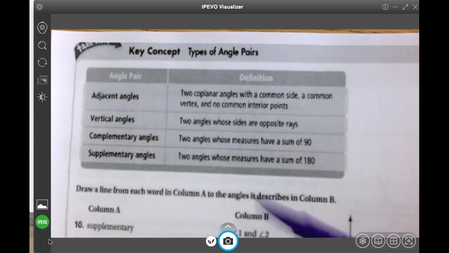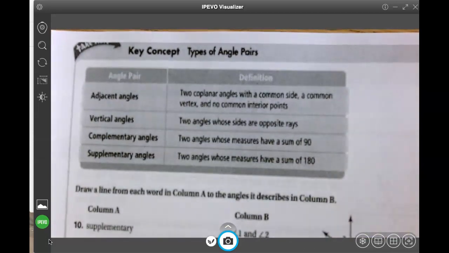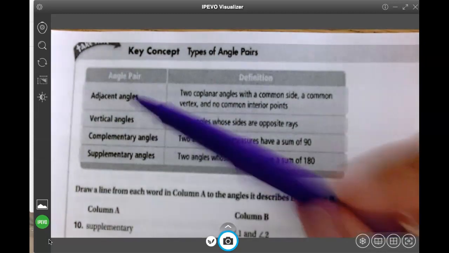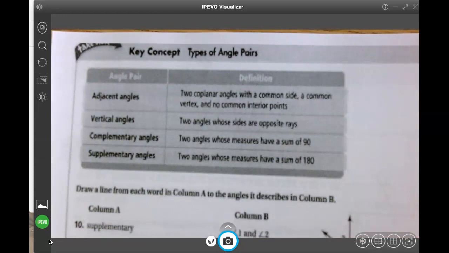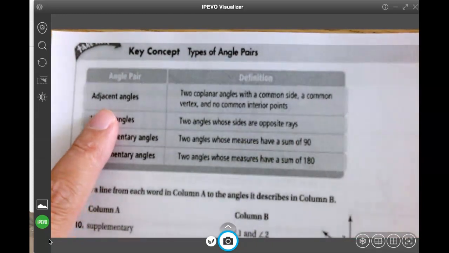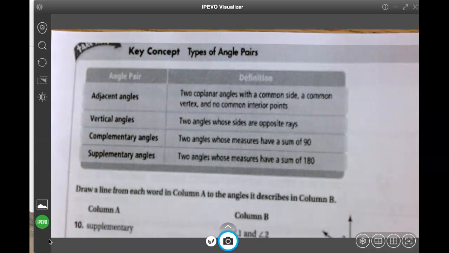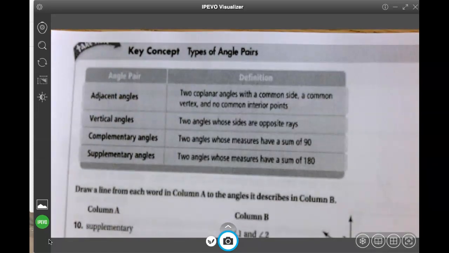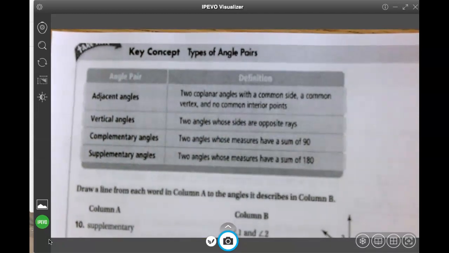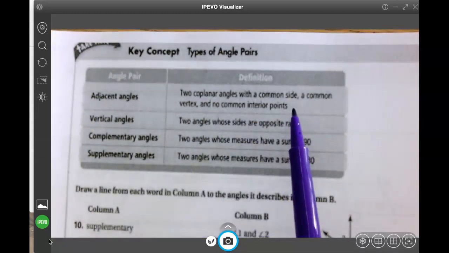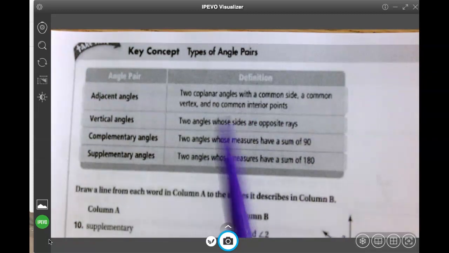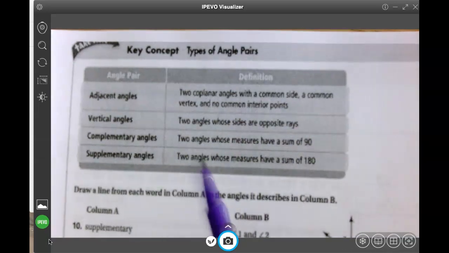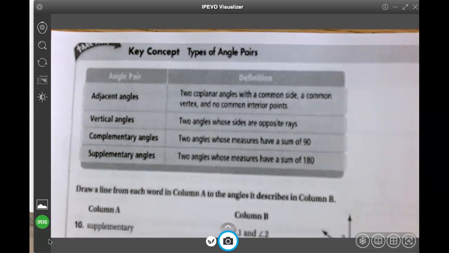So you need to put that in the back of your brain, that if we were to take a K-Prep test, which I don't know that we are, that if we were, you would probably see this on the K-Prep test. It says adjacent angles. Adjacent means side by side. In order to be adjacent to something, you have to be directly beside it. It says two coplanar. That means they're in the same plane, right? Angles with a common side, a common vertex, and no common interior points. A common side, a common vertex, and no common interior points.